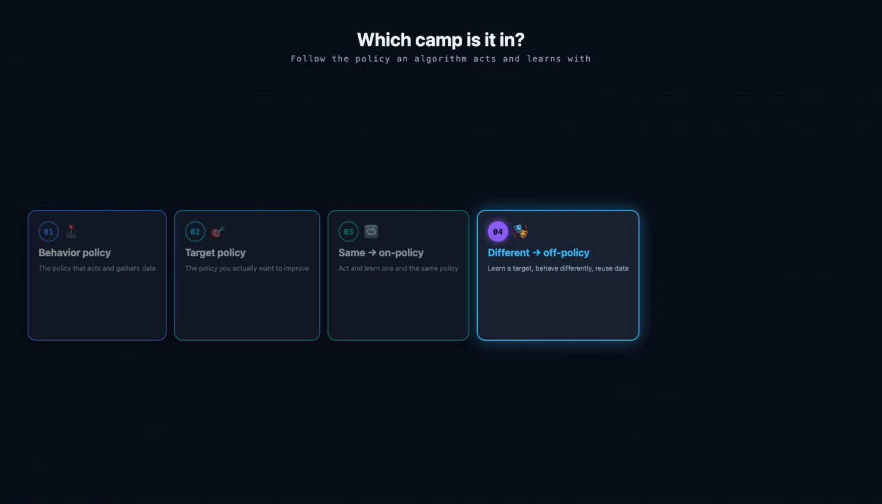Now the agent can learn the optimal strategy while it explores and even replay old experience from a buffer, a huge efficiency win that comes with a distribution mismatch it has to correct. This is exactly what lets Deep Q-Networks reuse a giant replay memory instead of throwing every hard-won transition away.